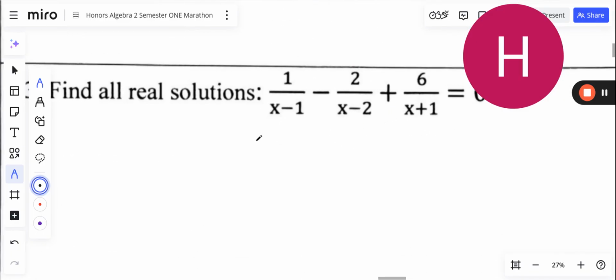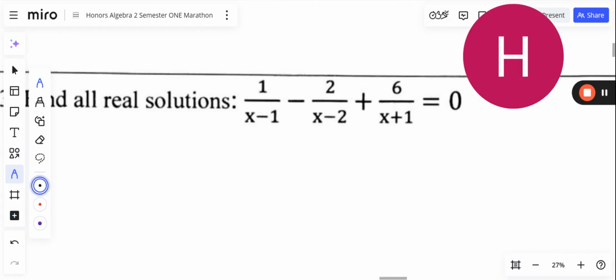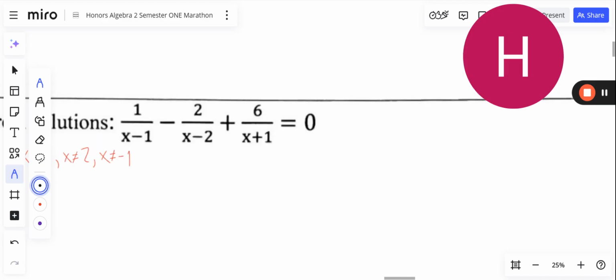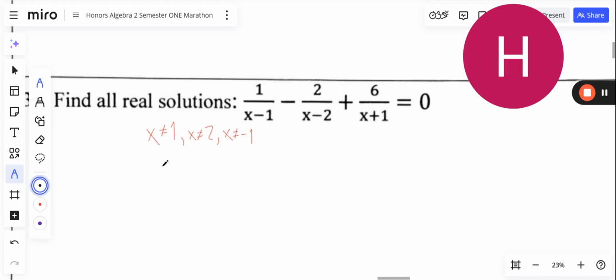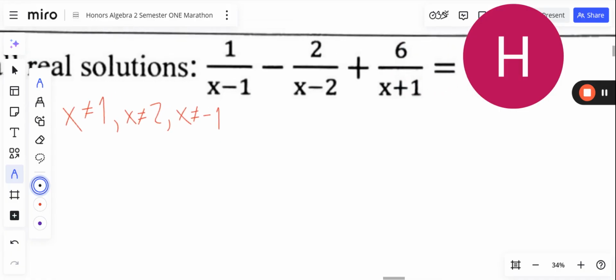Okay. Find all real solutions. Here we have some fractions. Fractions have rules. They have one rule, mostly. You cannot divide by 0. Do not have 0 in the denominator of the fraction. So let's just right off the bat say that x cannot equal 1, x cannot equal 2, and x cannot equal negative 1. So if after all of our work we get anything that suggests x equals 1 or 2 or negative 1, that is just eliminated. That's not possible.